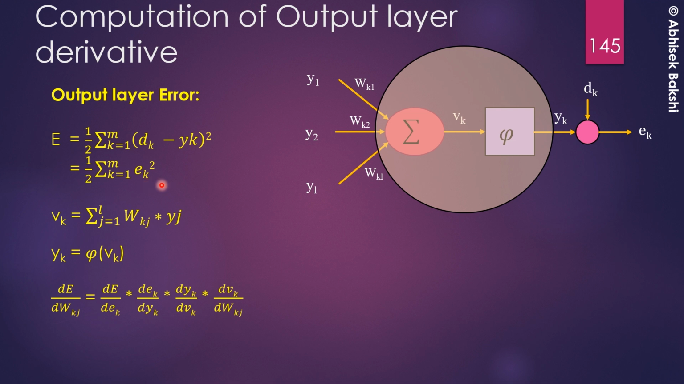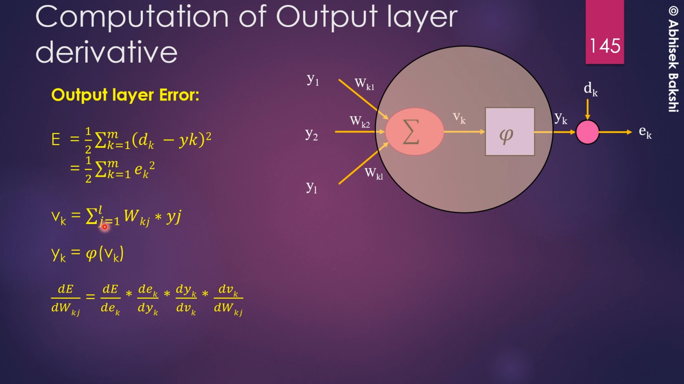Similarly, just assume for a kth neuron, what is the value of vk? This is equal to y1 multiplied by wk1 plus y2 multiplied by wk2 plus dot dot dot plus yl multiplied by wkl, and that is what is actually written here. That's why it is written sum over j from 1 to l of wkj multiplied by yj, with j in subscript.